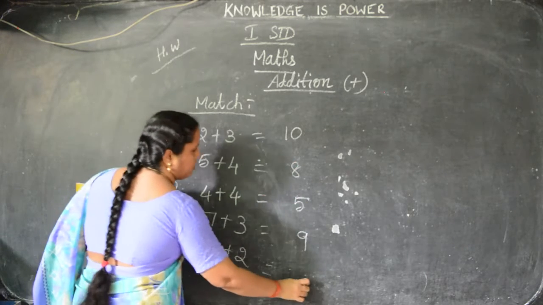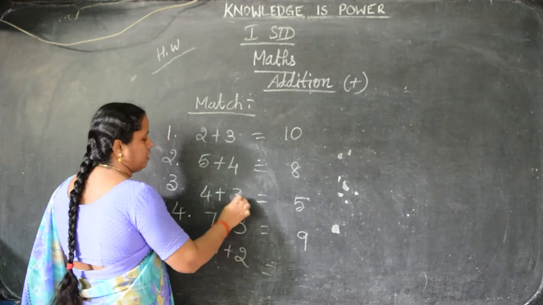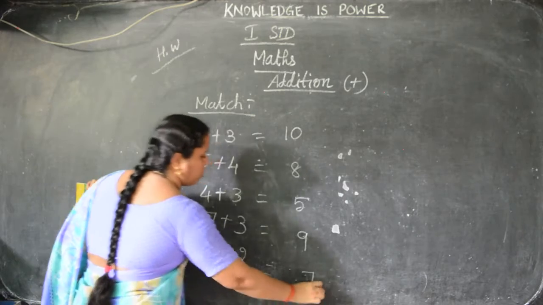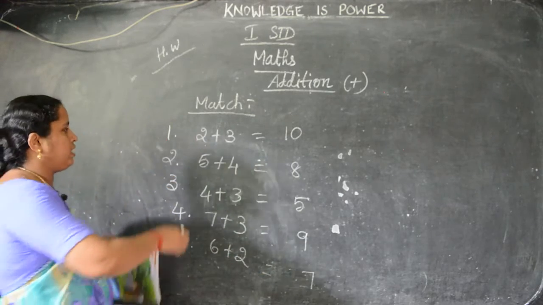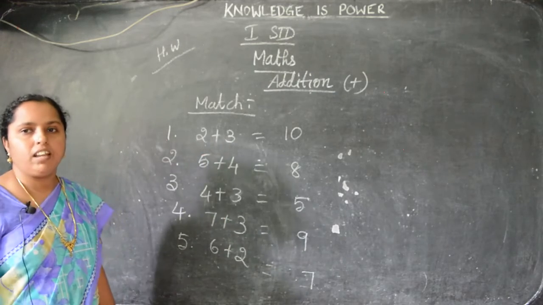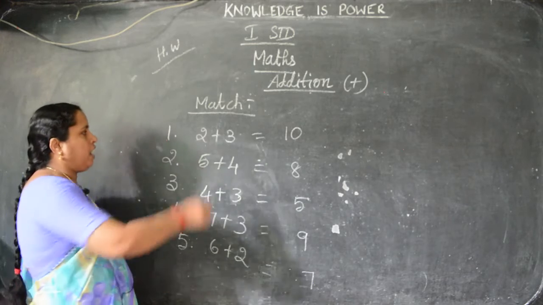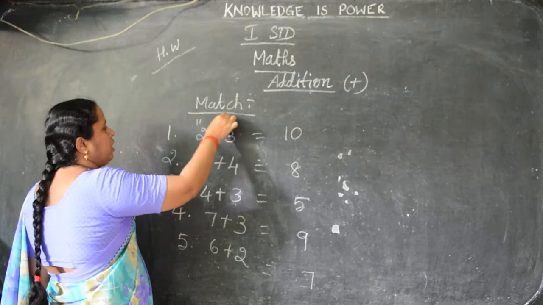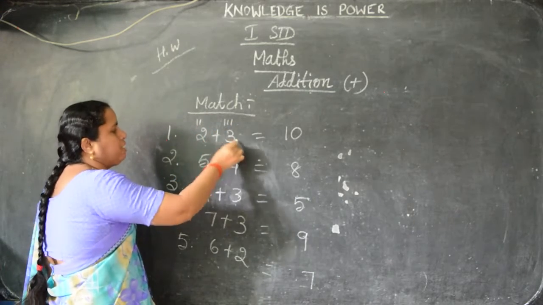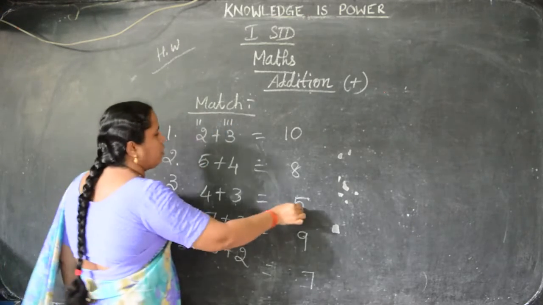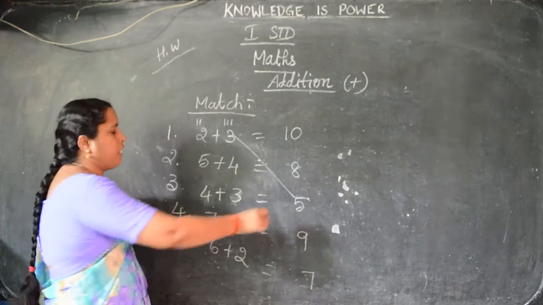You should match. So 2, 8 are here. See, 4 plus 3. You should match. Correct answer, you should match here. How you should match here? See, 2 plus 3. How much 2 plus 3? You should add. How you add? For 2 lines. For 3 lines. Now count. 1, 2, 3, 4, 5. So 2 plus 3 is 5. Where is 5? 5 is here. So you should match here. Got it? You should match here.